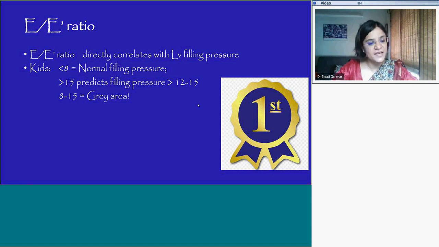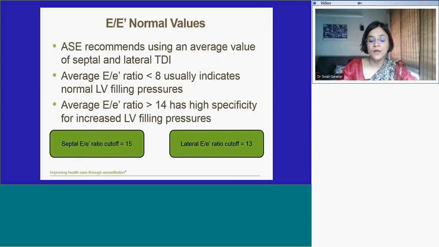You can be reassured that there's normal filling pressure if your E by E prime is low. If your E by E prime is more than 15, it predicts you've got elevated filling pressure. In between is a gray area. So as said before, you have to average out the septal and lateral E prime velocities, then use that to generate the E by E prime. Less than 8 means normal LV filling pressure, and more than 14 means high filling pressure.